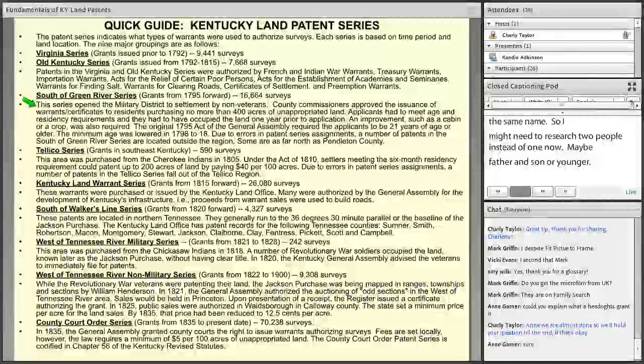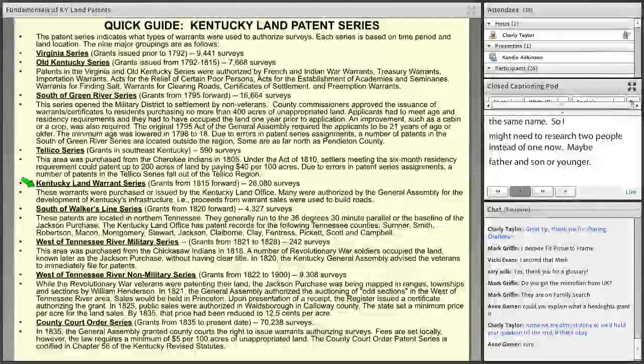It reached a point where people wanted to acquire land and they weren't Revolutionary War veterans. Tellico series, that's that Cherokee land. Up until 1805, Kentucky land warrant series. There were three different types of patent series being issued at one time, and it was getting horribly confusing for the land office. You had the Old Kentucky, south of Green River, and Tellico, and they were assigning them to the wrong series. So finally, in 1815, the land office said, "We need some help here. General Assembly, give it to us."